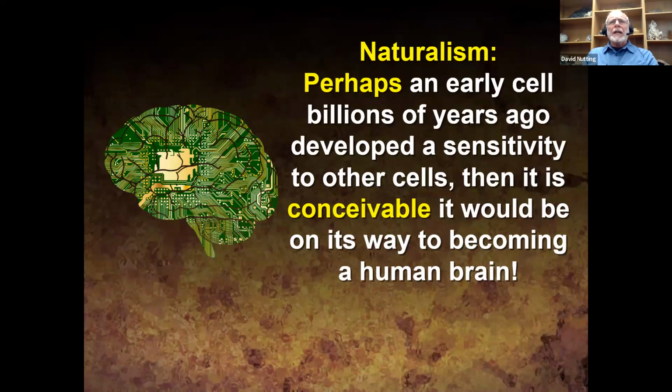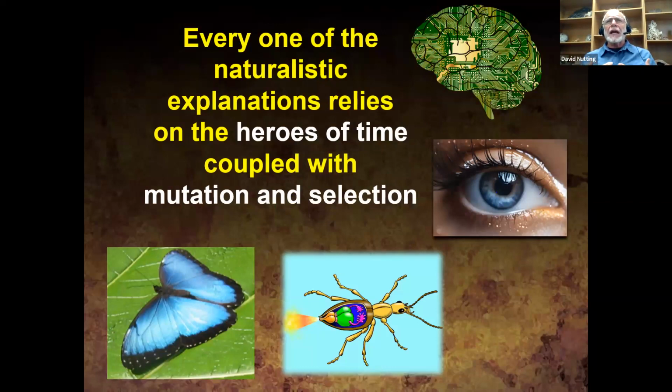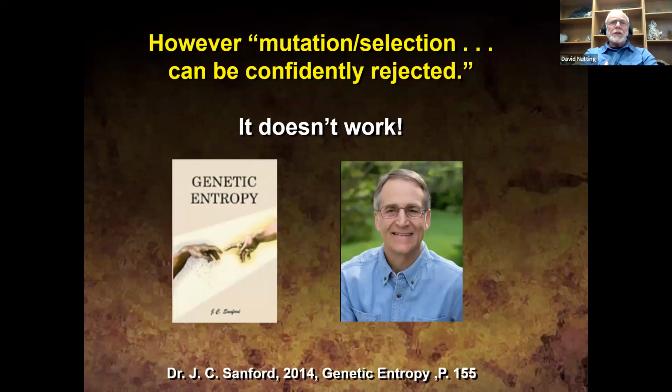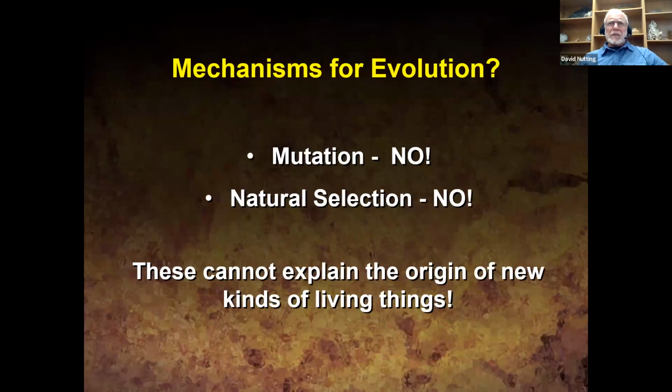Again, it is quite an amazing thing, and I can't think that naturalistic explanations are going to explain all of these features. But all of these naturalistic explanations rely on the heroes of time. Given enough time, anything can happen, you might hear. Now you couple that with mutation and selection, presto, you get all this amazing magic wand of evolution, producing things that are beyond our own creative capacities, by the way. But keep in mind, according to John Sanford, mutation and selection as a mechanism can be confidently rejected. It just doesn't work. All right. So anyhow, go ahead, Mary Jo.